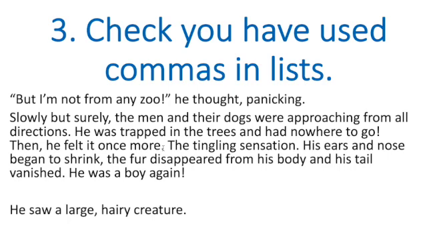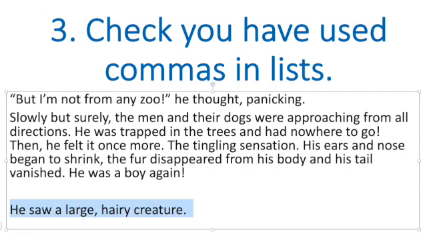Okay, number 3. Now, check you have used commas in lists. Before you press pause, there are two types of commas in lists. There are, when you have used, look at the bottom of the screen, two adjectives. Here we've got large and we've got hairy. So we have got a comma between those two adjectives. That's classed as a list. So look, have you used more than one adjective together? Put a comma between them.